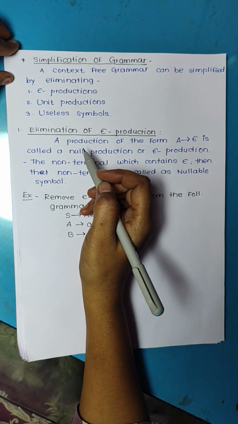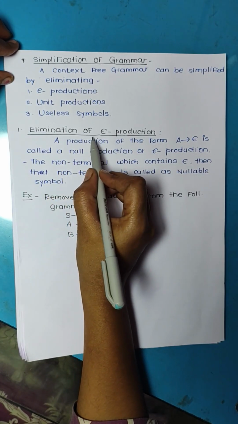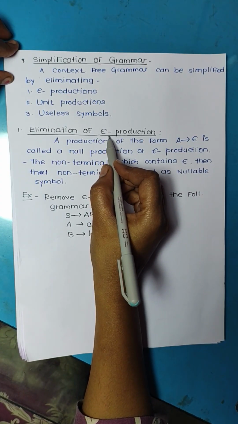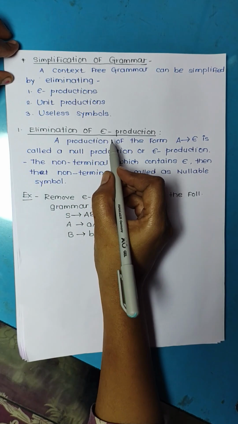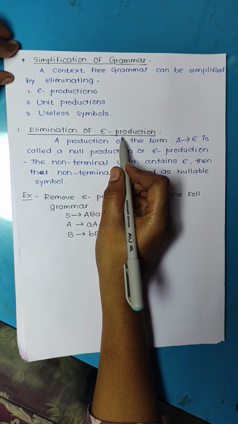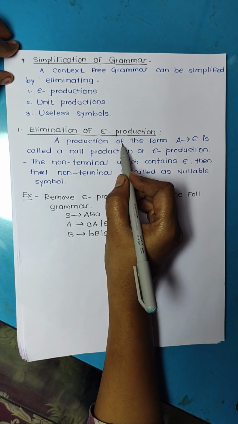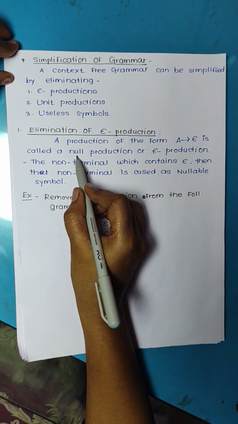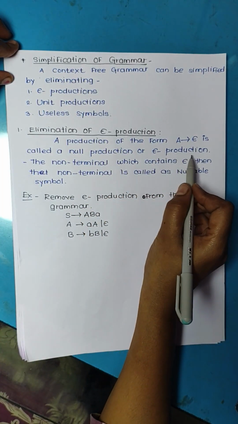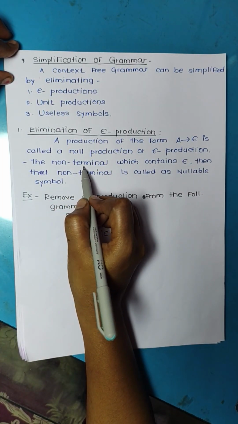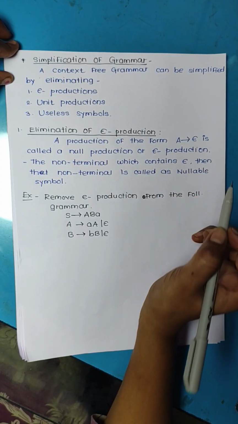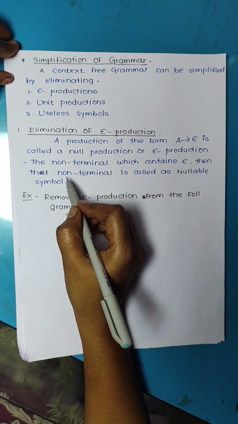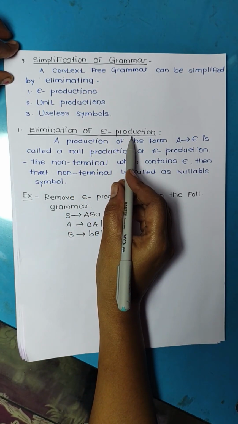So first of all we have to see the elimination of epsilon production. This epsilon production is known as null production also. The definition of epsilon production or null production: a production of the form A gives epsilon is called a null production or epsilon production. The non-terminal which contains epsilon is called a nullable symbol. This is the definition of an epsilon production or null production.